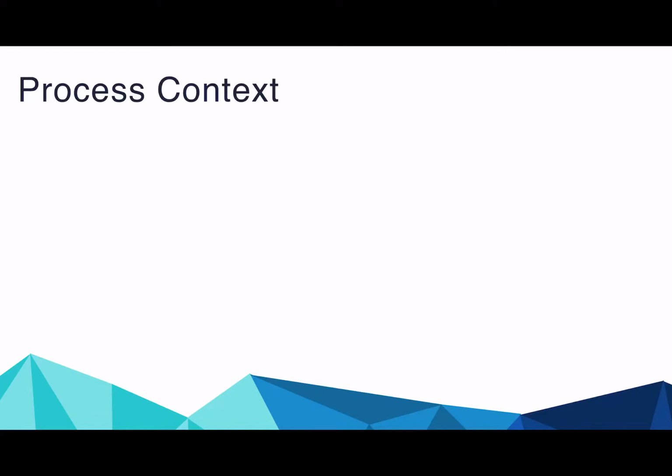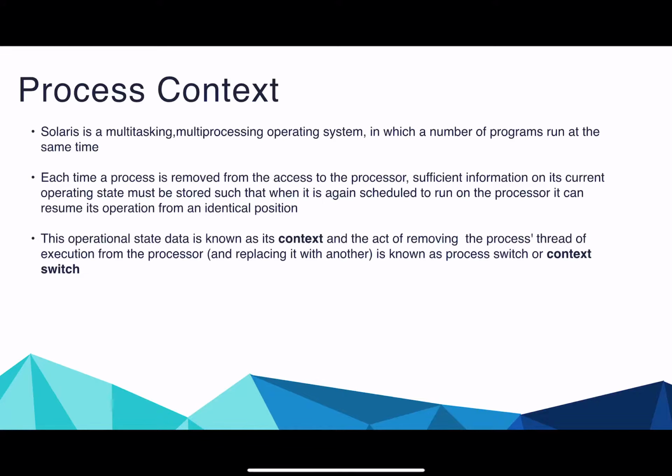Process context. Solaris is a multitasking, multiprocessing operating system in which a number of programs run at the same time. A program can be made up of many processes. A process is a part of a program running in its own address space. This means that many users can be active on the system at the same time, running many processes simultaneously.